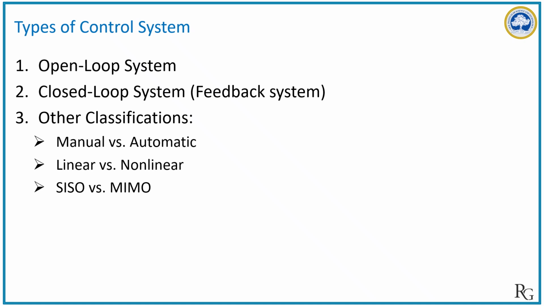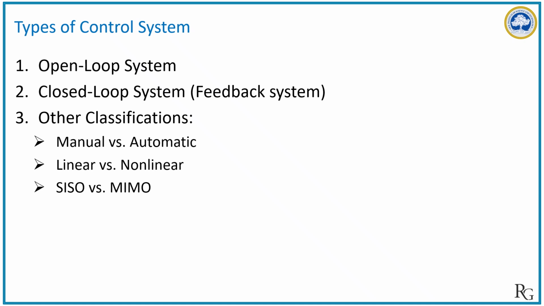Then the other type of control system is multi-input, multi-output, that is MIMO control system. So these systems involve multiple inputs and multiple outputs. These systems are comparatively more complex and a little difficult to implement.